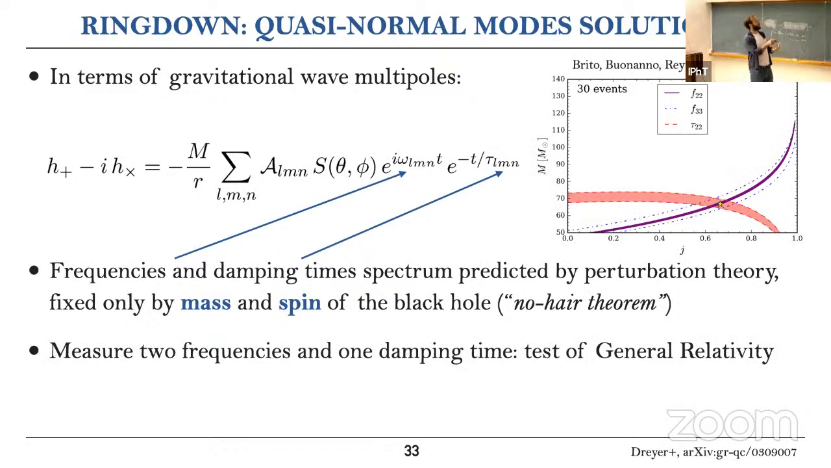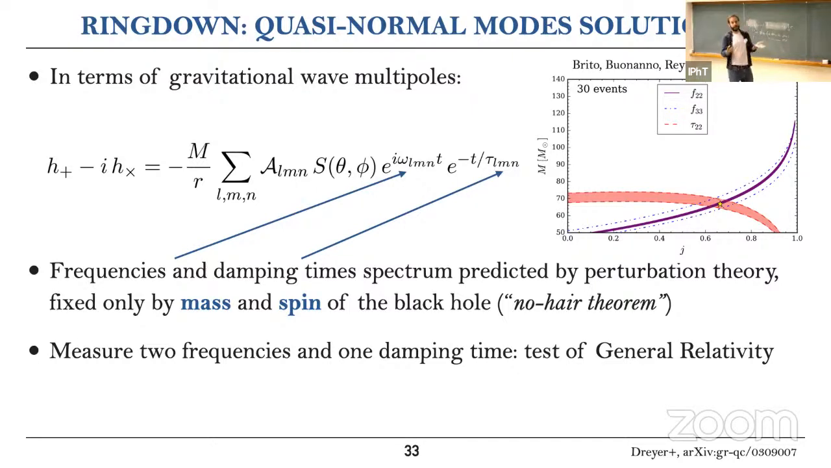So imagine you measure a frequency and a damping time. You can use them to draw a band in a mass-spin plane. And then as soon as you measure another frequency, you can draw another band and see if these bands intersect. If they do, it means that the different frequencies that you're extracting from the data all give consistent measurements for the mass and the spin.